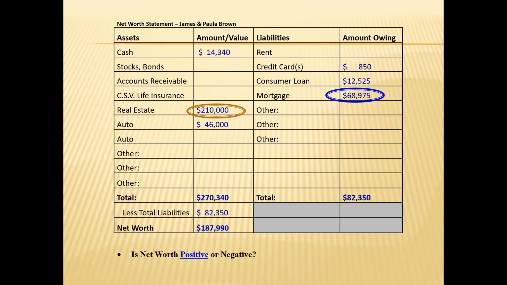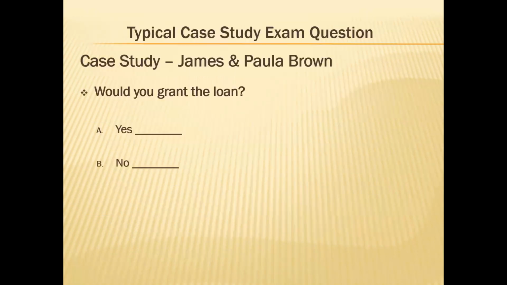Okay, so the question to ask is, would you grant the loan to James and Paula Brown, given what you know about them? Yes. Yes? Okay. Now when you answer, you have to give justification for your answer, you know that? Okay, so yes, we have someone saying yes.